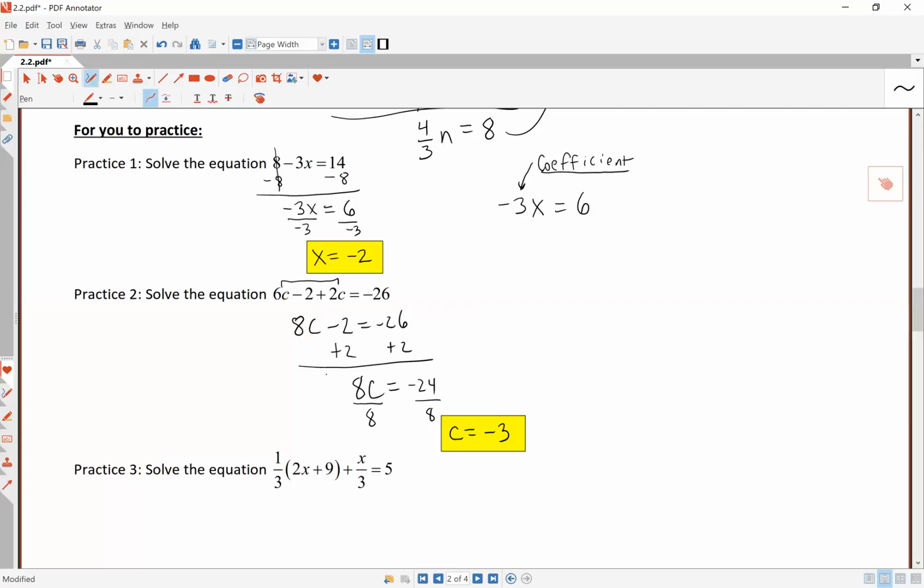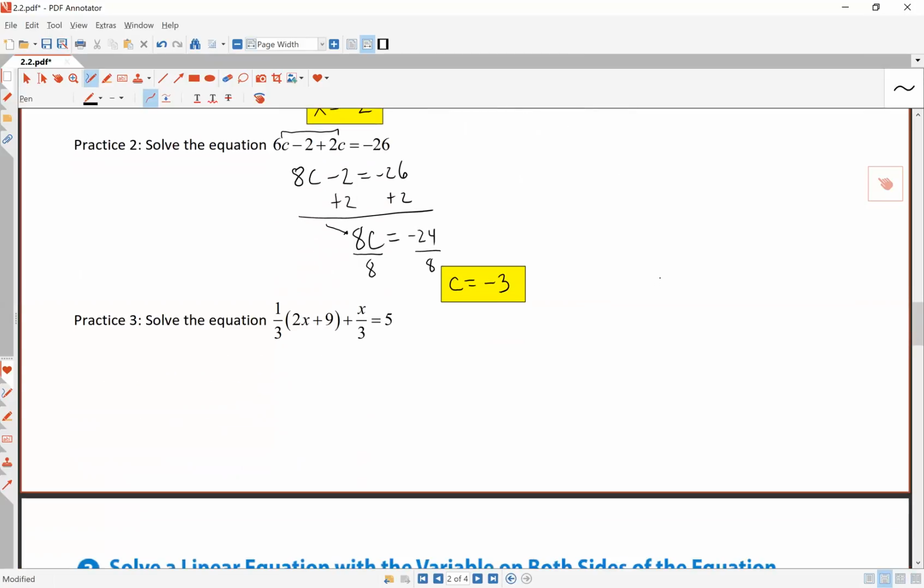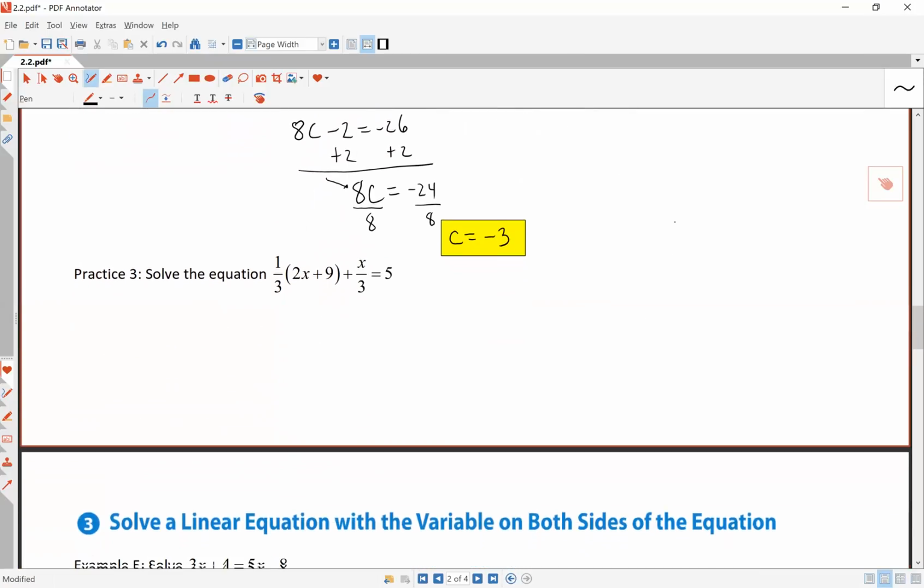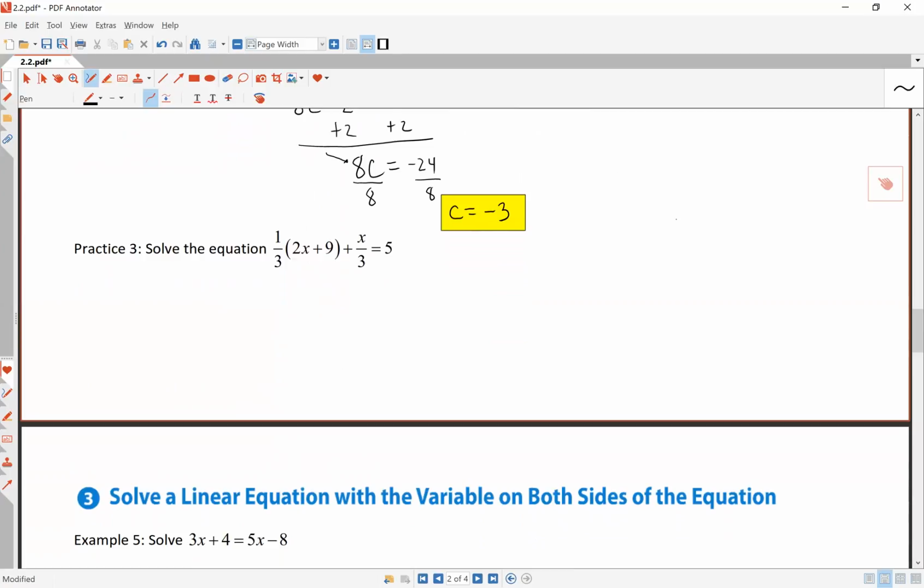Here, when I got down to 8c, the coefficient of c was 8, so we divided by the coefficient, which is 8. Practice 3, we distribute the 1/3 first to the 2, which leaves us with 2/3 x, and distribute the 1/3 to the 9. 1/3 times 9 is 3.